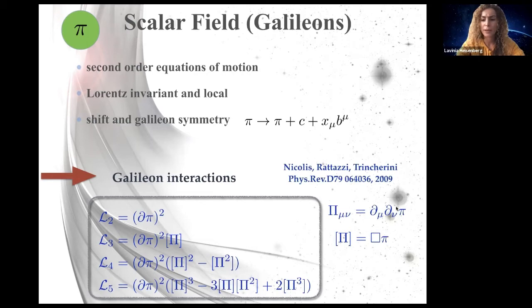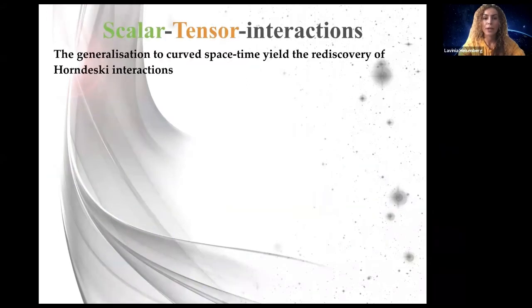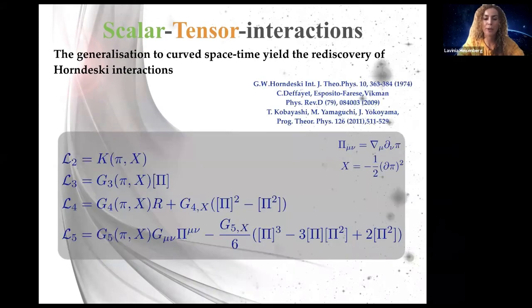You see second derivatives acting on the scalar field, and you have these traces of this quadratic object here. Then you see that in L4 and L5, you have these relative tunings of the parameters such that you have really second order equations of motion, and only the scalar field propagates, so you don't have any ghost degrees of freedom. You can then build scalar-tensor interactions by promoting this to curved space-time, and in this way you obtain the Horndeski interactions, which Horndeski himself introduced quite some time ago.